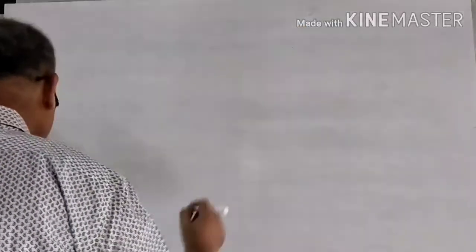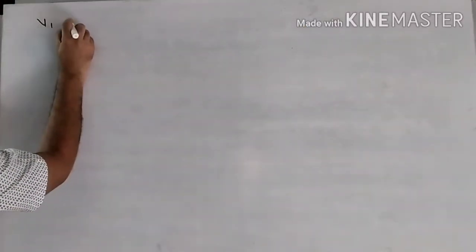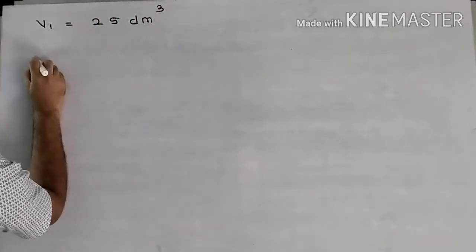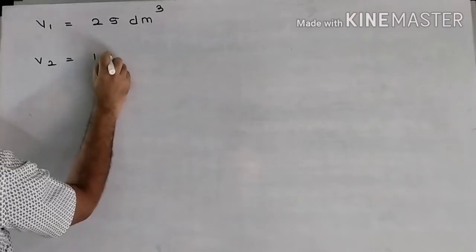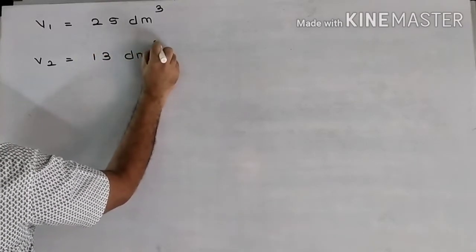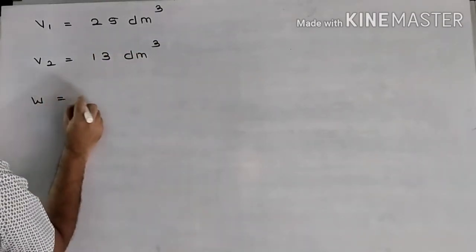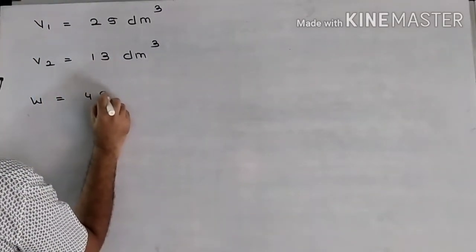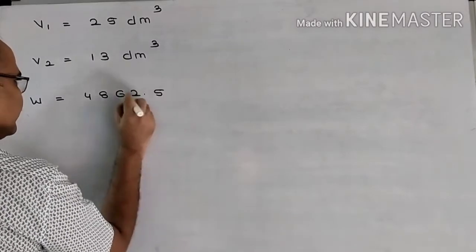So now first let us write down what is the data given. The process is compression, so whatever work is given, it will have sign positive. Initial volume and final volume is given. What is the initial volume given? V1 is given to be 25 dm cube. What is final volume given? V2 is given to be 13 dm cube. The work done during the process is given to be 4862.5 joules.